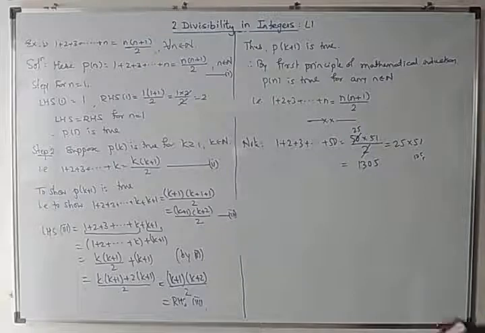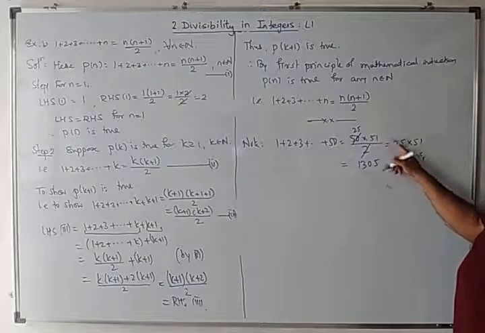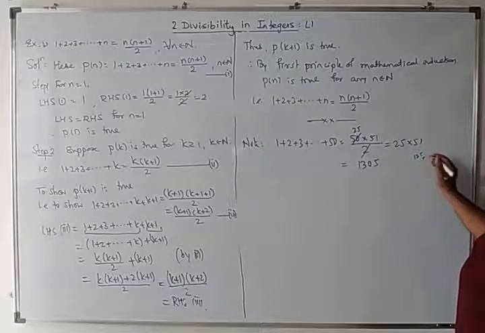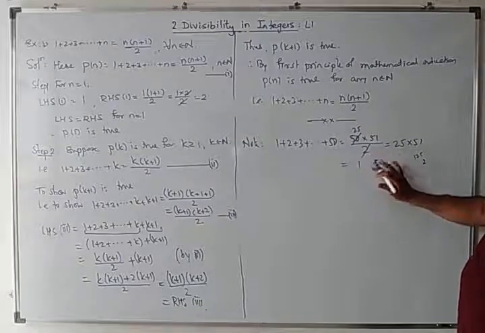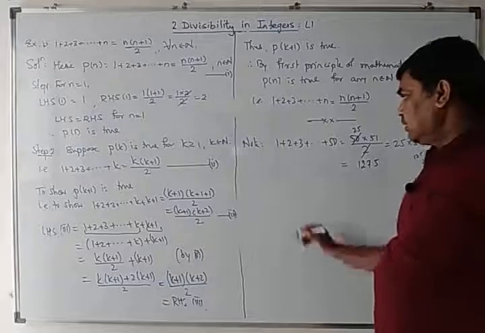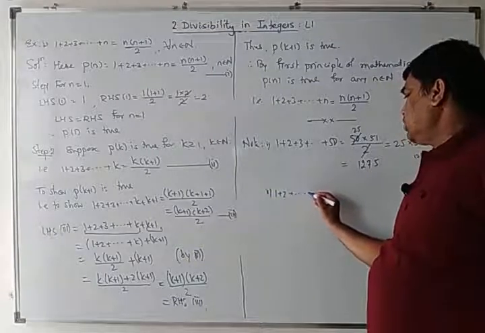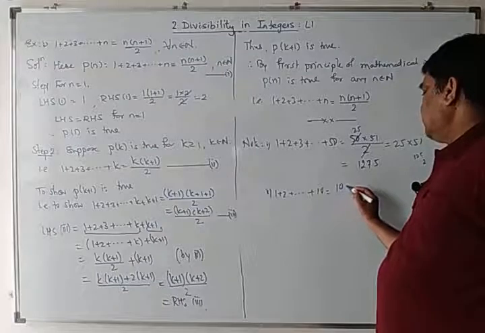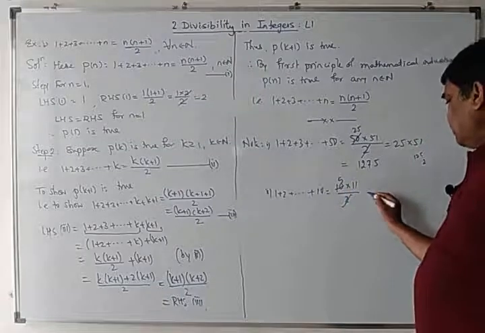n into n plus 1. Okay. 25 into 1, 25, carry 2. 25 fives are 125 plus 2, that is 127. Is it right? If I take a second example, 1 plus 2 plus so on up to 10, I'll get this to be 10 into 11 by 2. 5 elevens are 55.